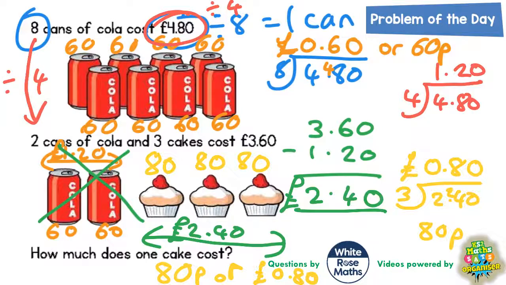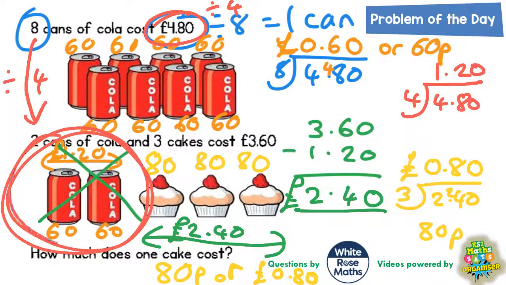So that's £1.20. Well, all that does is tell you straight away that these 2 cans are worth £1.20. Now, we already worked that out earlier anyway, because we knew they were 60p each. You didn't actually need to know that they were 60p each. You could have just gone straight to dividing 8 cans by 4 to get the 2 cans £1.20, and you still could have carried on from there. But whichever way you do it, it doesn't affect the final answer of 80p for one cake.